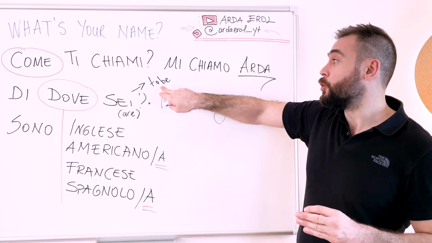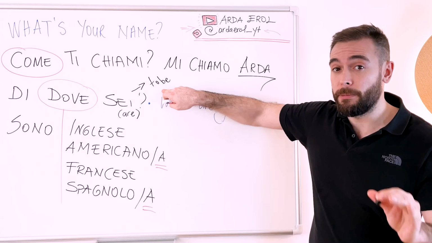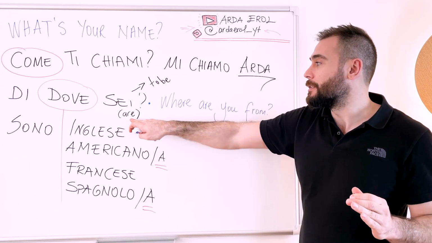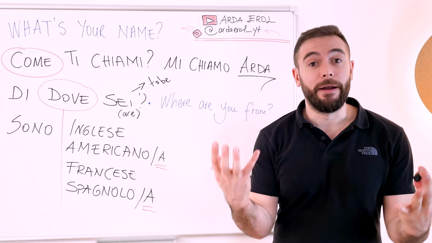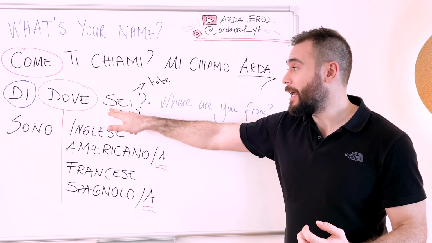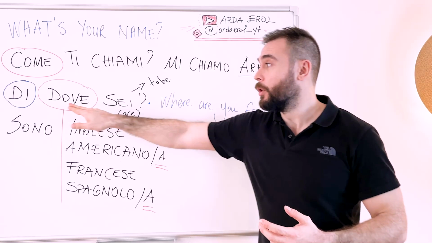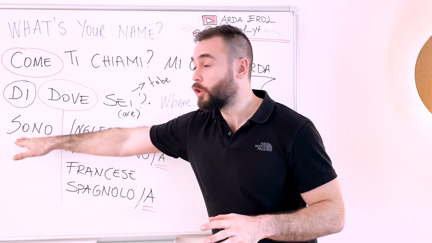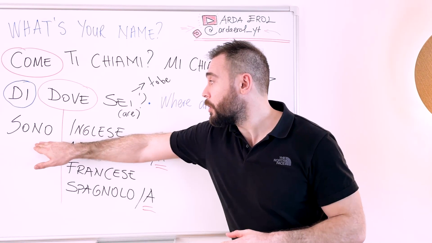Okay. And yes, we do have verb conjugation in Italian as well. So sei is like saying you are. Dove, where you are. Di is a preposition and it means from. Dove, where, di, from. And sei is the verb to be, you are. Where are you from? Di dove sei? Sono, it's still the verb to be, okay. Sono inglese. I'm English. Sono americano.